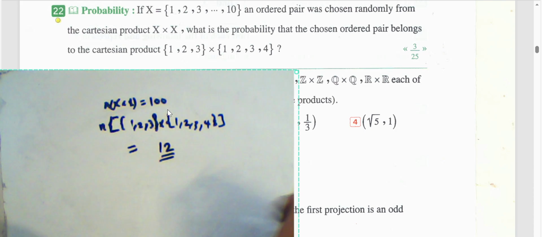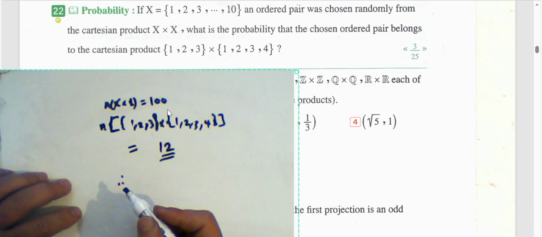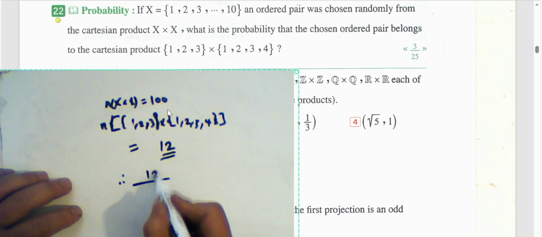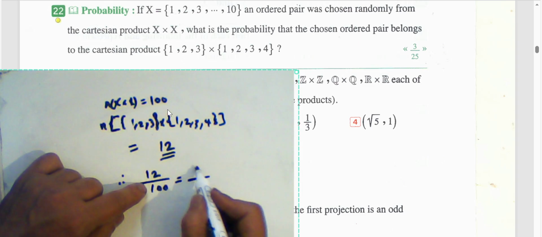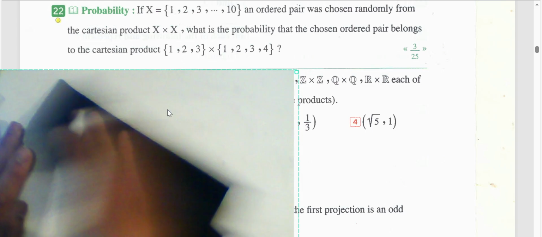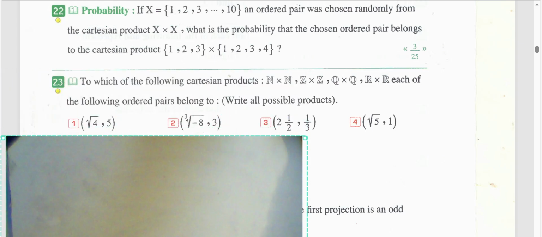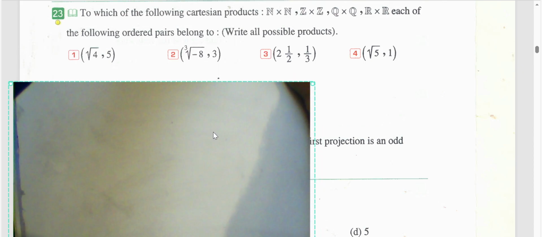Okay, then he wants to find the probability. We have 12 divided by 100, and then dividing by 4 up and down, it will be 3 over 25. Understood?